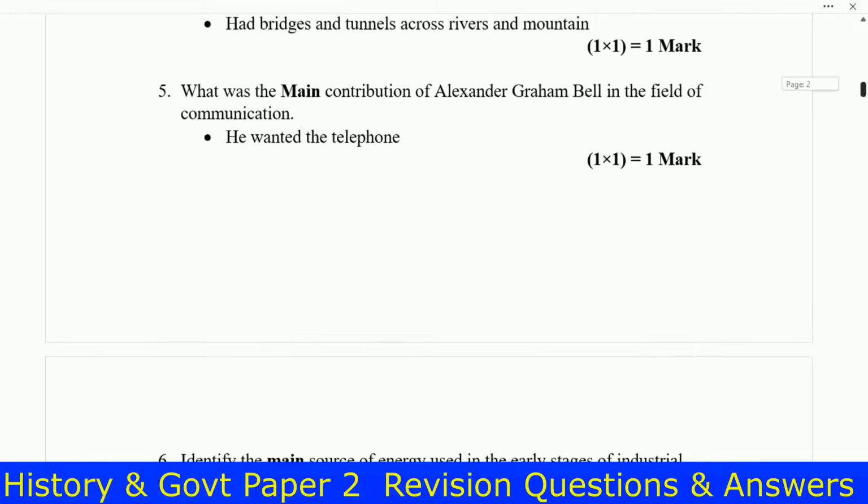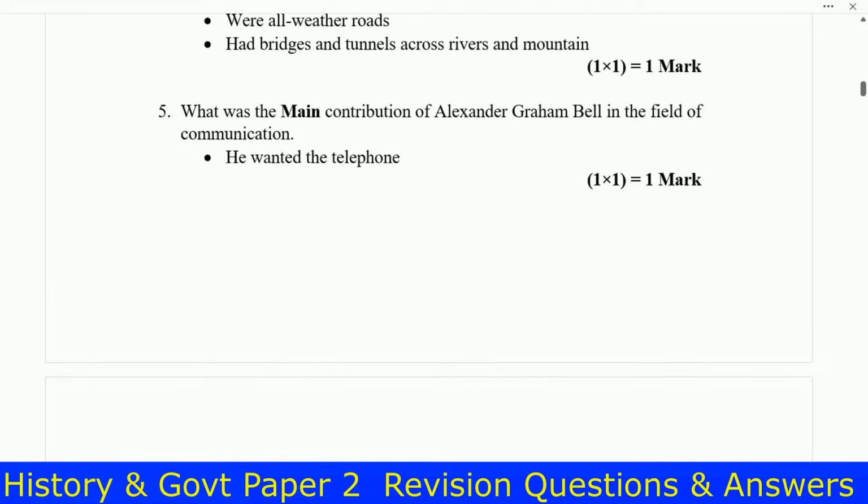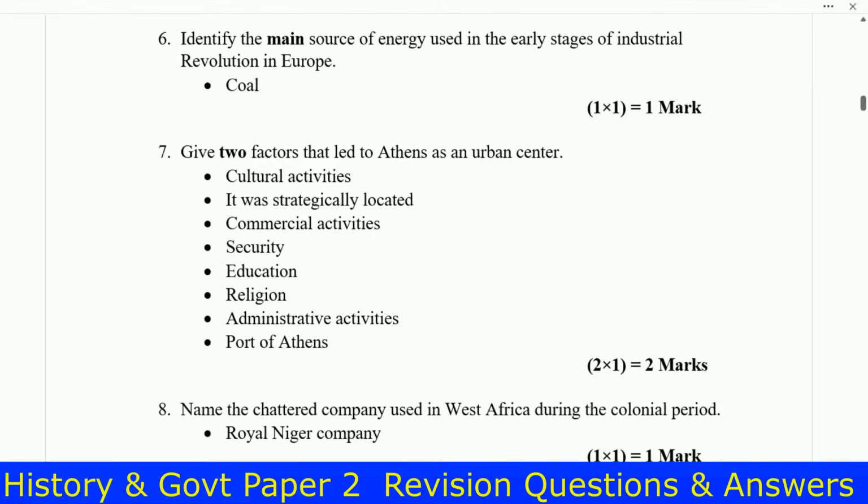Go to question number 5. You are told what was the main contribution of Alexander Graham Bell in the field of communication? And the answer is he invented the telephone. Go to the next one. You are told to identify the main source of energy used in early stages of the industrial revolution in Europe. Main source of energy, that one is coal.